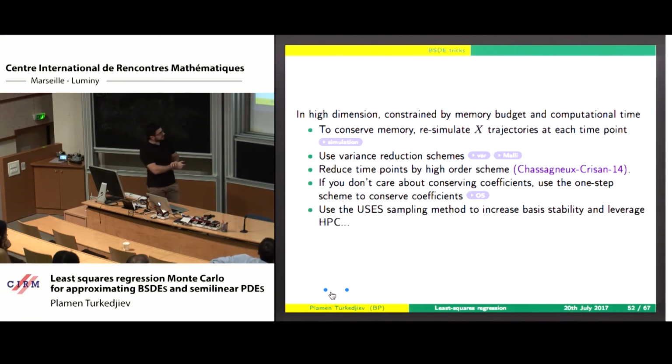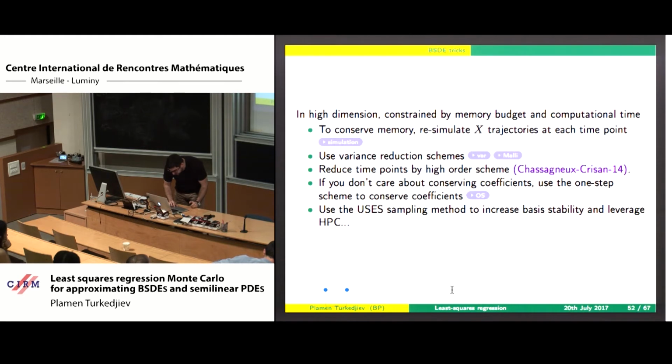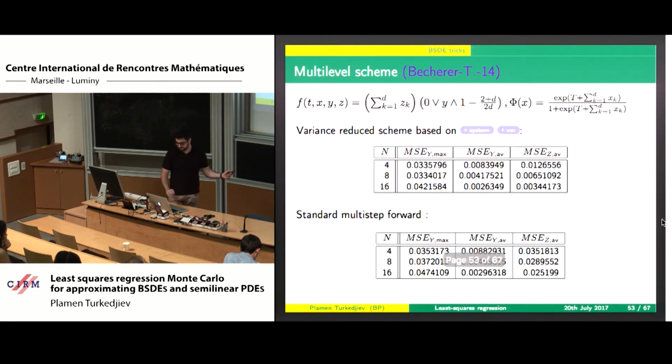And finally, we're going to use a method which I'm going to introduce in just a few slides in order to improve the stability and leverage high-performance computing techniques.